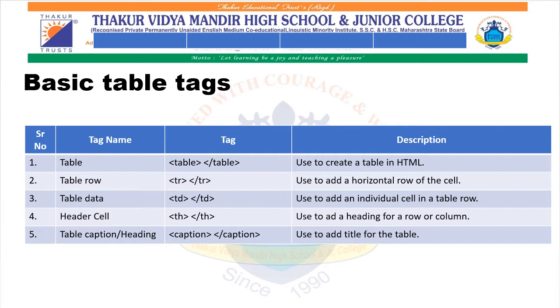Then the next is table data. The tag is the open td tag and close td tag. These tags are used to represent an individual cell in a table row. Next is the header cell, that is the th tag and close th tag. This tag is used to add a heading for a row or a column.